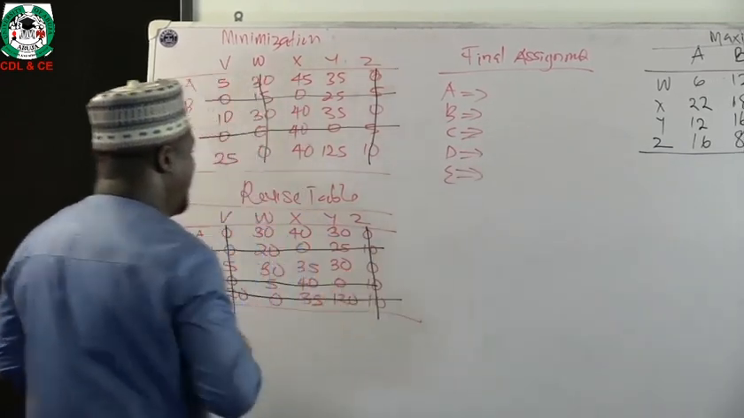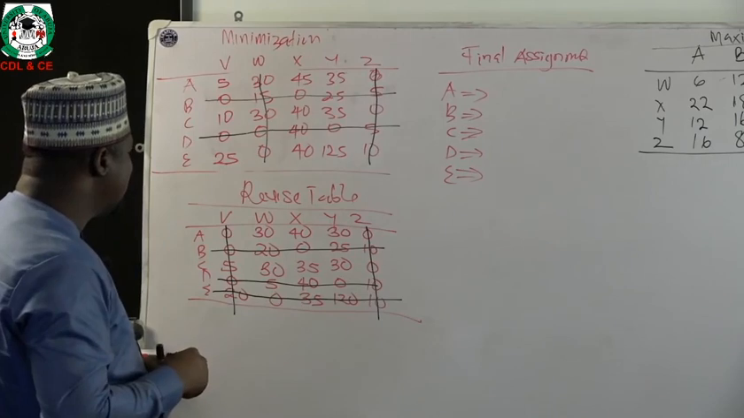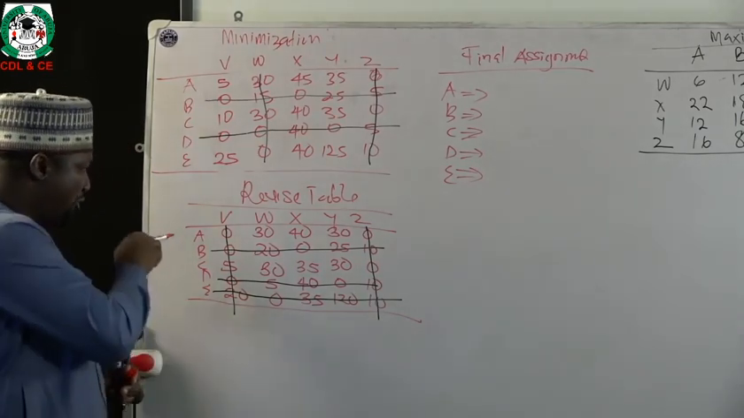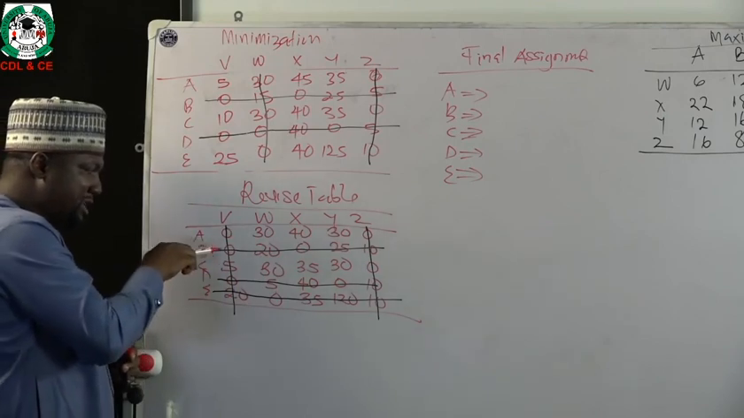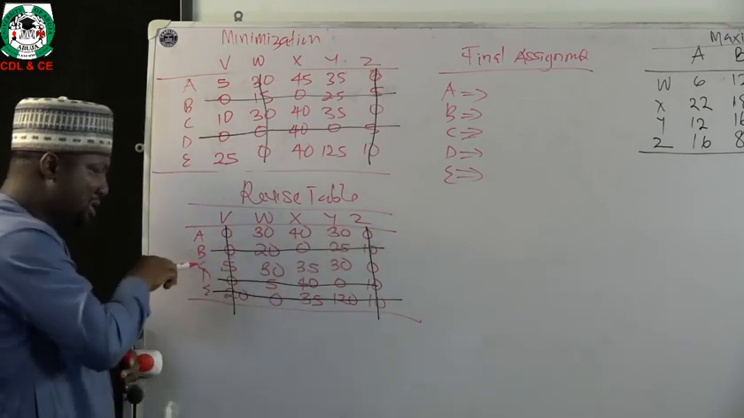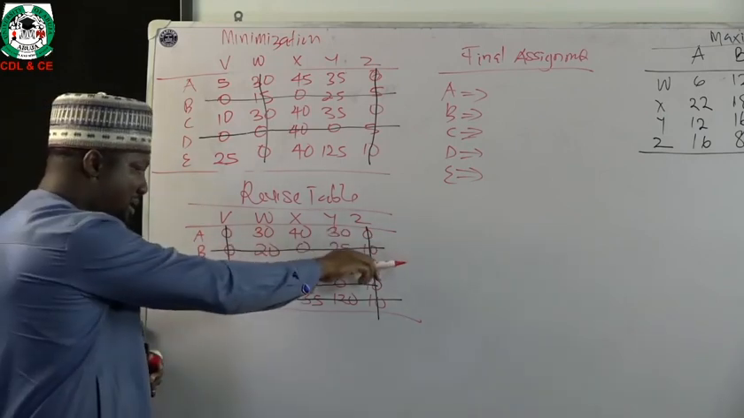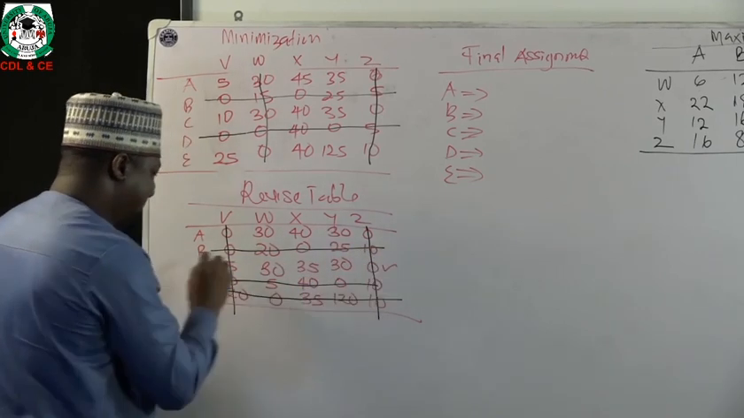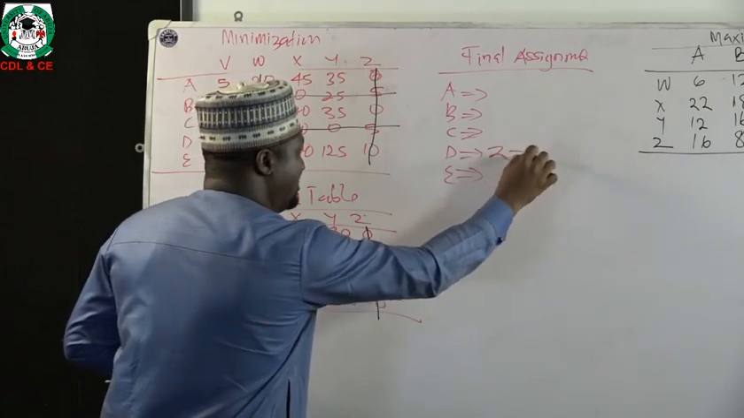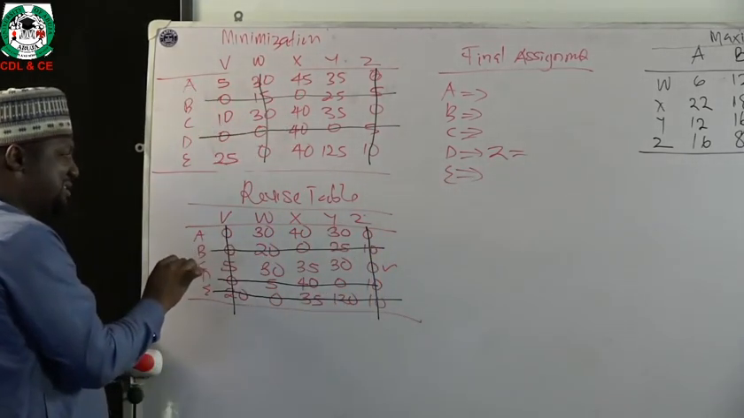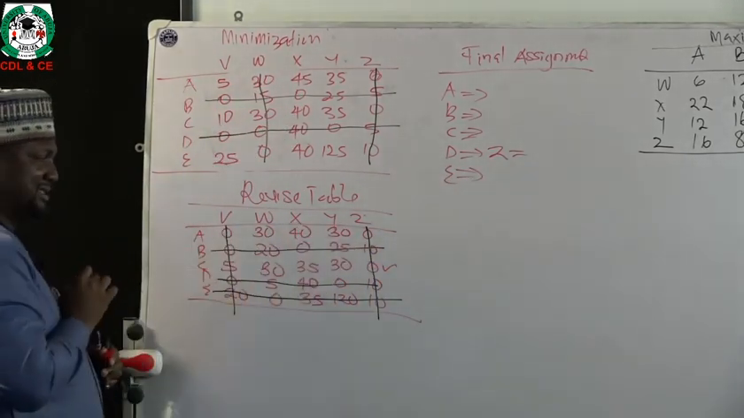How do we assign? We begin by assigning to where we have 1 0. If we look at A row, we have 2. B row, 2. C row, 1. It means that C is picking up Z. Contract C should be assigned to contractor Z. Are we together?